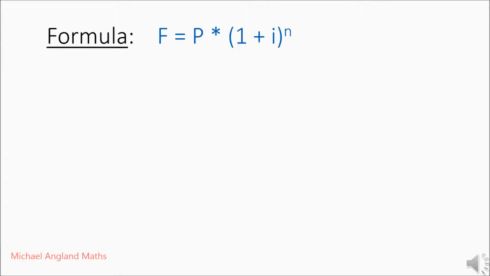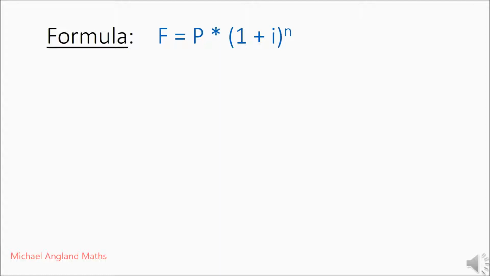Okay, so the formula that we look at here is F = P * (1 + I)^n, the star indicating multiplication. The F is the future value, P is the present value, and I is the interest rate expressed as a decimal. So for example, if it's 5%, it's 0.05, and n is the number of periods over which the amount is compounded.